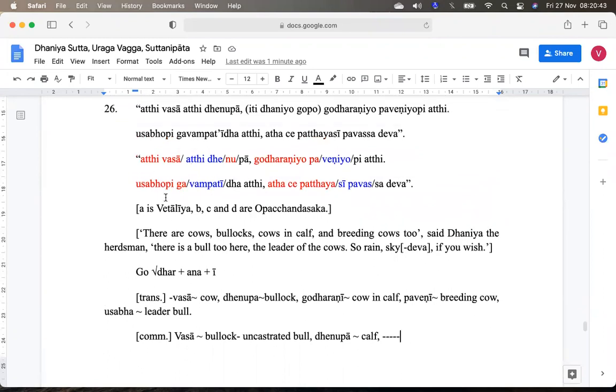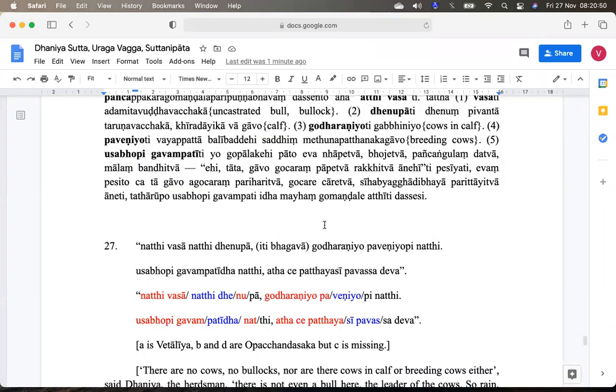And here about the usabo, the gavambati, in the commentaries. What kind of bull is called usabo, the gavambati? So yo mean that gava. So yo, so go balagehi badho eva na bidawa bojidawa and binjagulan that dawa. So malan. So bande dawa ehi tada gawo gojaran babi dawa rakhe dawa anehiti bisiyatis. So your is that usabo, that usaba leader of cows, nabi dawa. So making that bull.